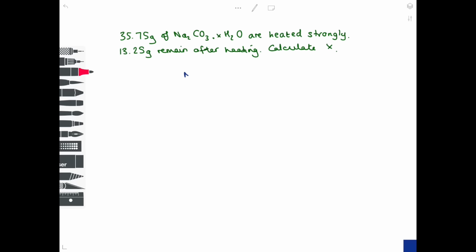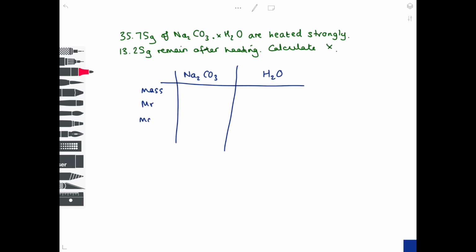So lay it out like the table again, Na2CO3, but instead of listing the elements, you're just going to have the various components of the question. So it's just going to be sodium carbonate on the left, water on the right, and then mass, MR, and moles as usual. So we know that 13.25 grams of the sodium carbonate remain after heating, which is why this is the number here. Going to have to do a small calculation to work out the amount of water that was lost. So that's 35.75 minus 13.25 to get 22.5.